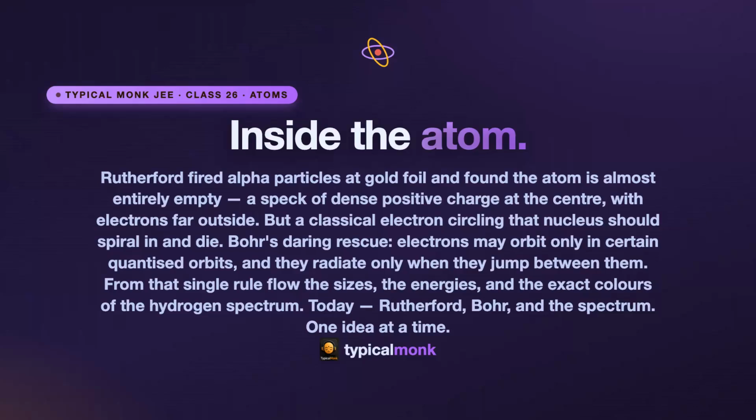Bohr's daring rescue. Electrons may orbit only in certain quantized orbits, and they radiate only when they jump between them. From that single rule flow the sizes, the energies, and the exact colors of the hydrogen spectrum. Today: Rutherford, Bohr, and the spectrum, one idea at a time.